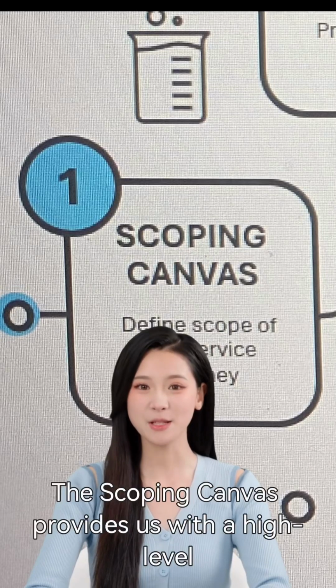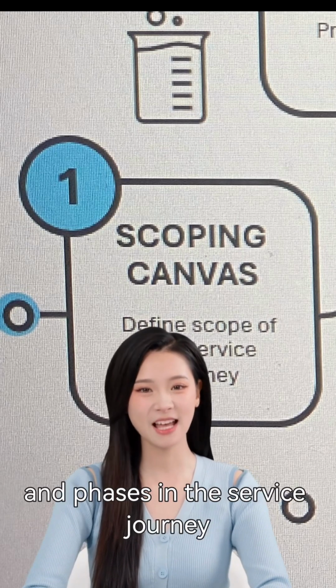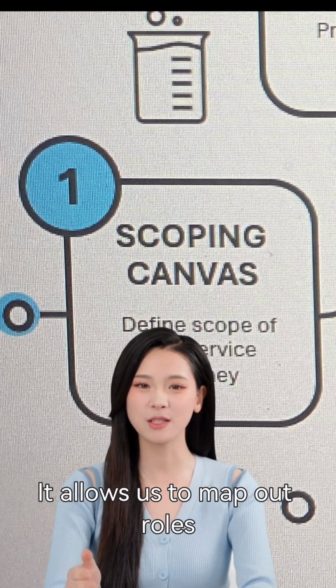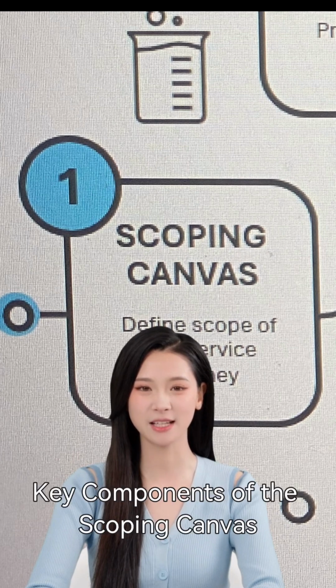The scoping canvas provides us with a high-level view of the key players, milestones, and phases in the service journey. It allows us to map out roles, dependencies, and touchpoints to ensure nothing falls through the cracks. Key components of the scoping canvas.